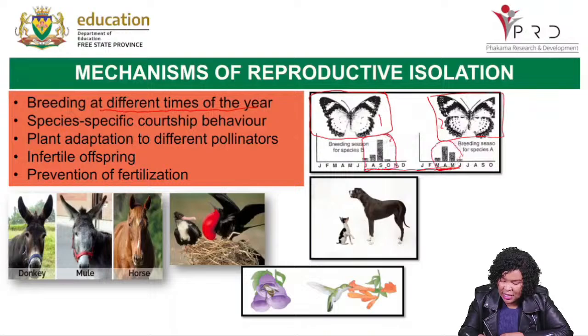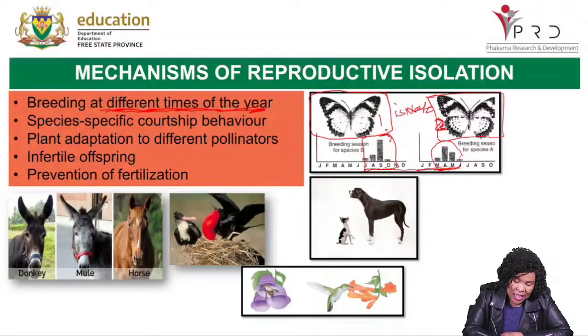So we can say this represents the months. If the months are not the same, how will butterfly 1 be able to interbreed with butterfly 2? Because their breeding times are different. So this breeding at different times of the year will isolate these two species. Number 2, species-specific courtship behavior.